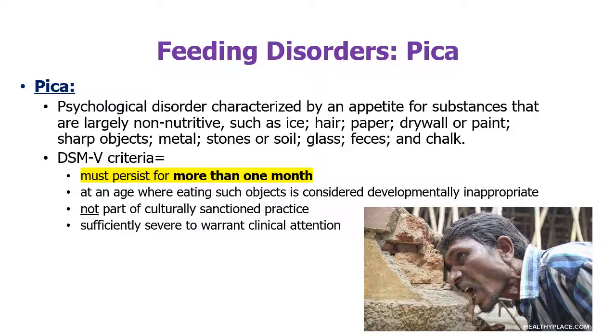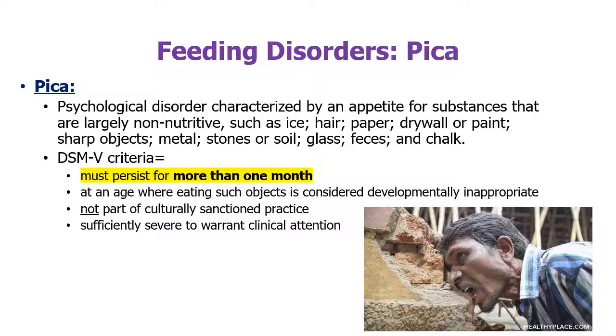Okay, so the first disorder we're going to be discussing is pica. Now, pica is when an individual has an appetite for largely items that are non-nutritious. So this can include ice, hair. It could even include things like metal or stones. So just anything that's non-nutritious in nature that one would not normally consider part of their normal diet.